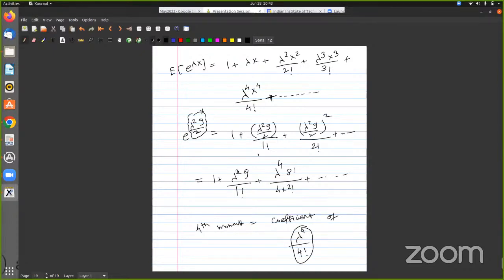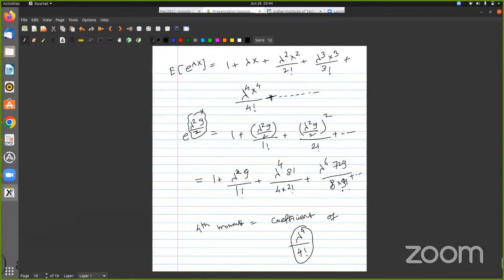Should that be the next term, sir? First is 1, then the lambda power 4 term. So what is the next term in this sequence? Lambda to the power 6, 729 upon 8 into 3 factorial, correct? Something like that, yeah.